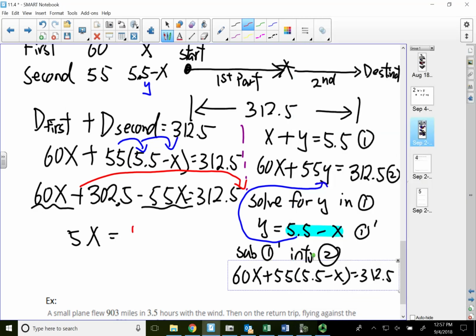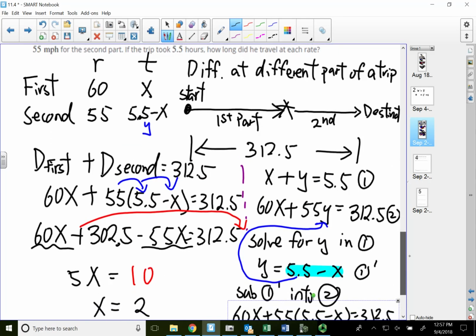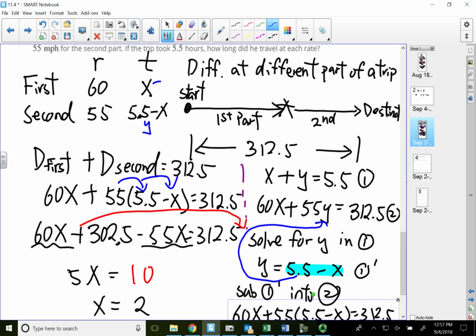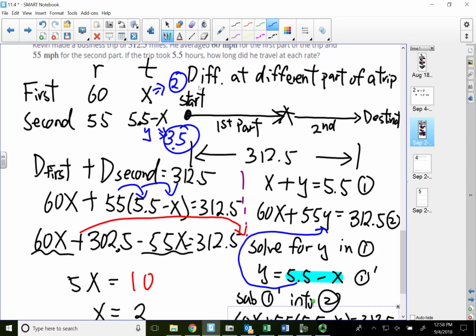That gives me 10. So divide both sides by 5. My answer x equals 10 divided by 5, which is 2. So that means the time for the first part of the trip is 2 hours. So the second part of the trip is 5.5 minus 2, which is 3.5 hours. There you go. Together is the 5.5 hour trip. So this scenario is about different parts, different speeds at different parts of a trip.